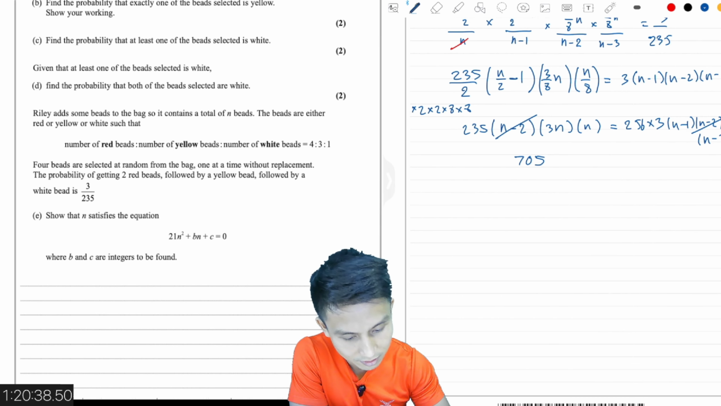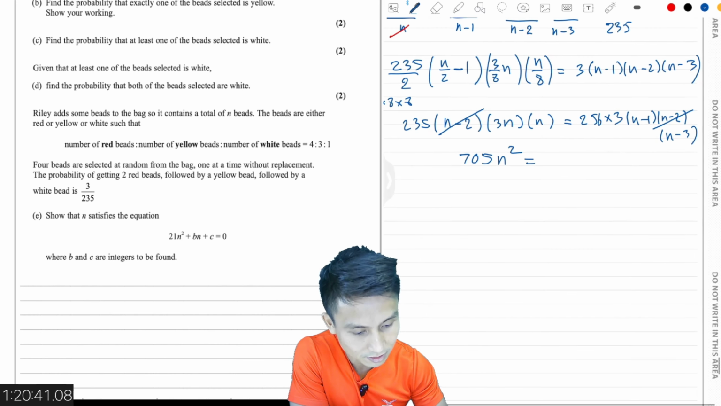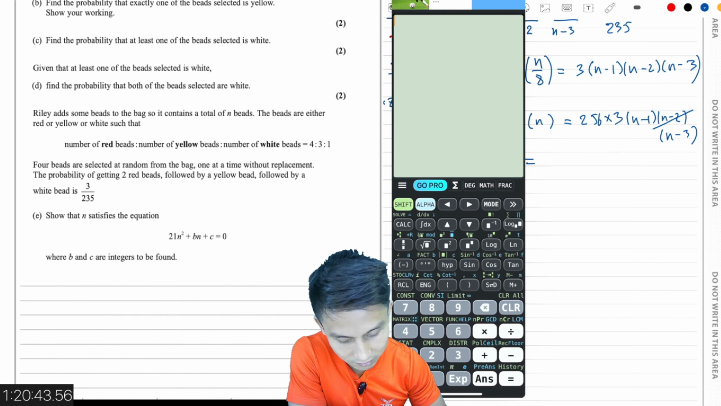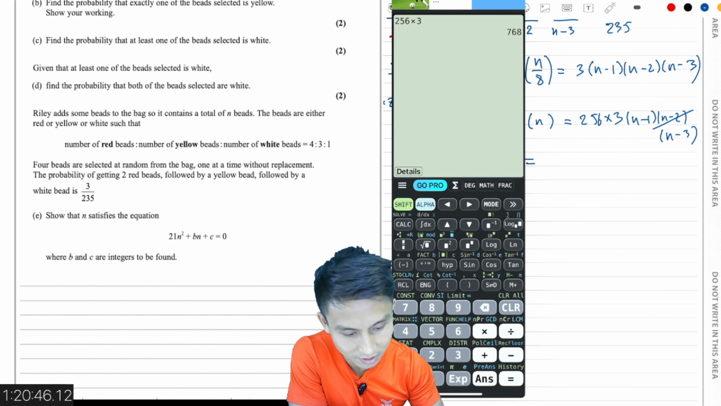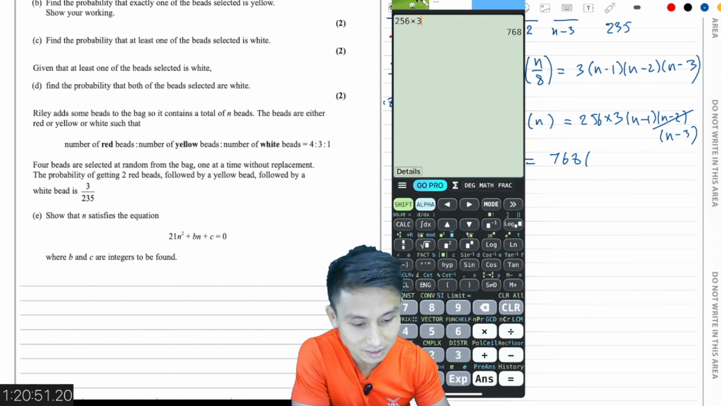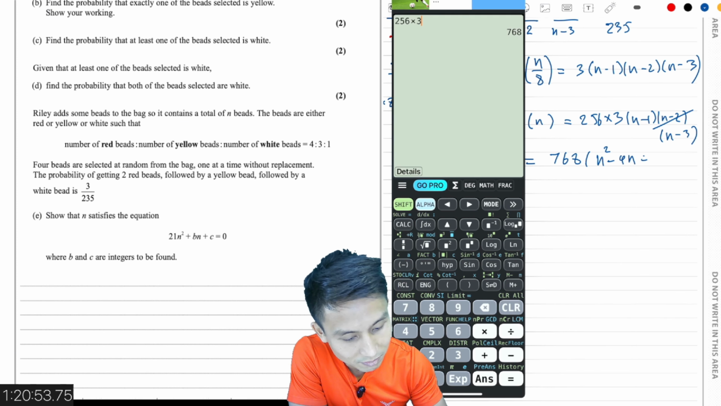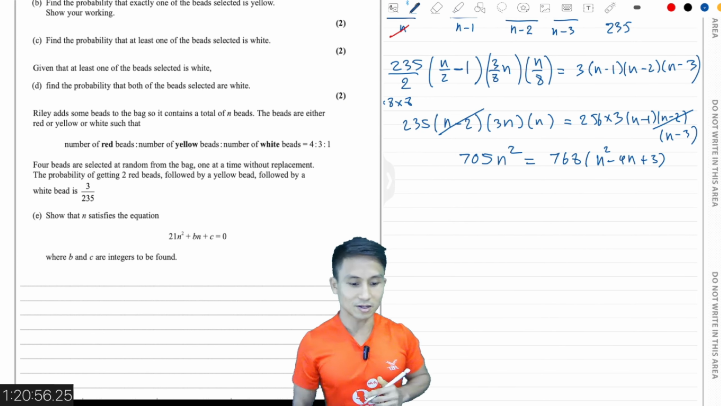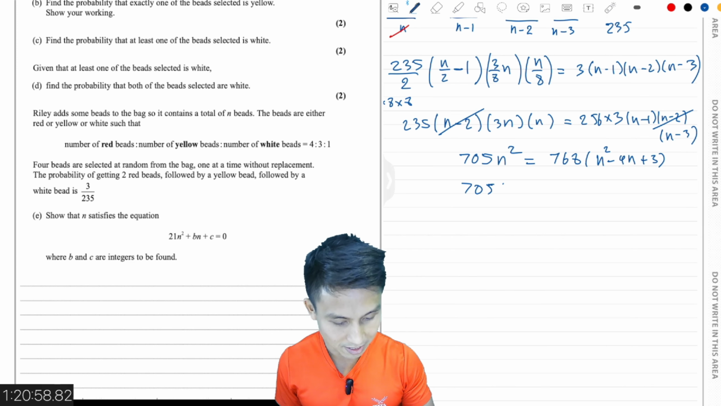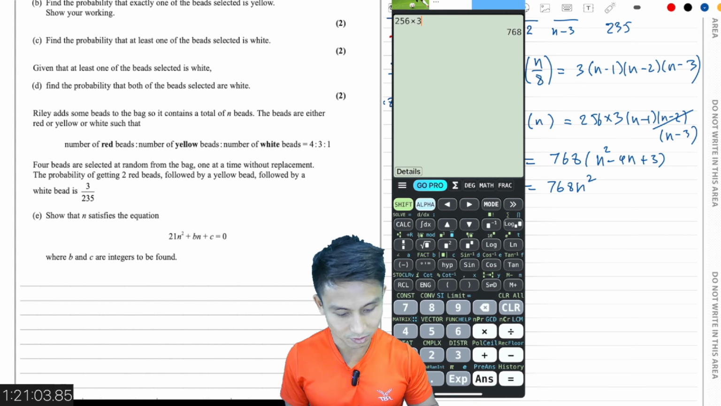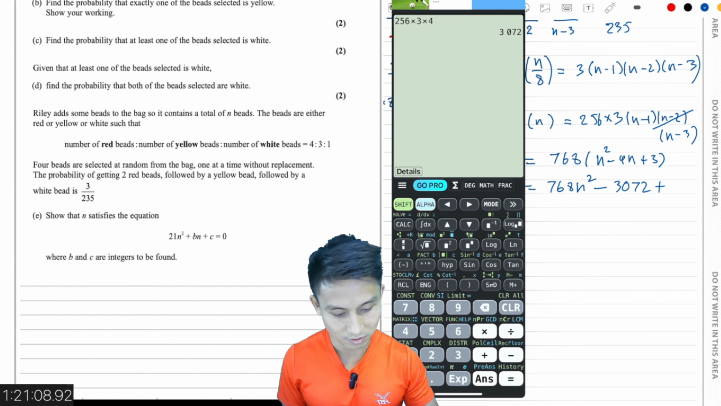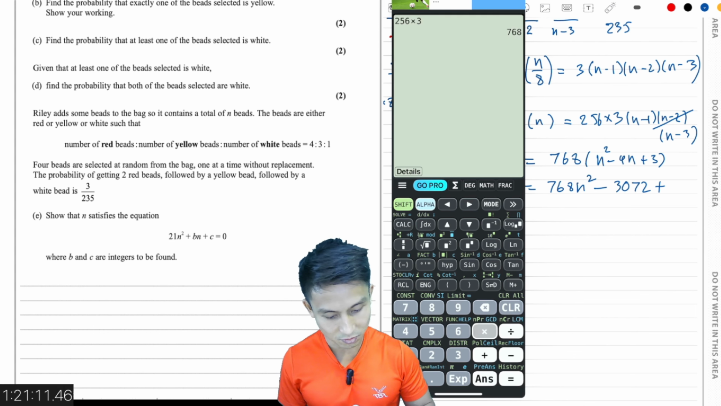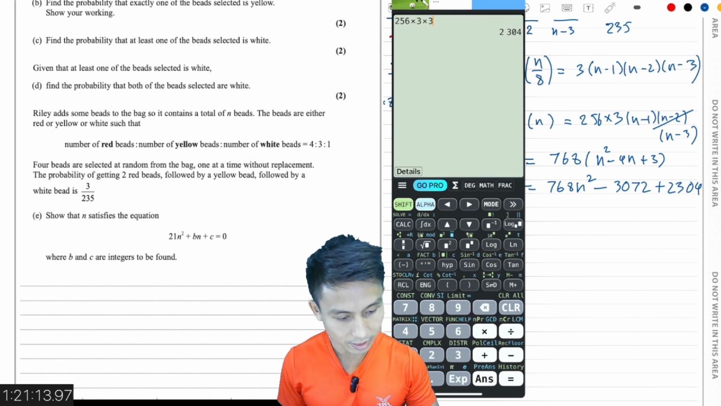N squared equals. So is that also 705? 256 times 3? No, it's not. It's 768. And then you multiply n minus 1 and n minus 3. So you're going to get n squared minus 4n plus 3. That is getting close now. So we just expand that. What is that? Multiply 4. Yeah. So it's minus 3072 plus that multiply 3. We get that, right?